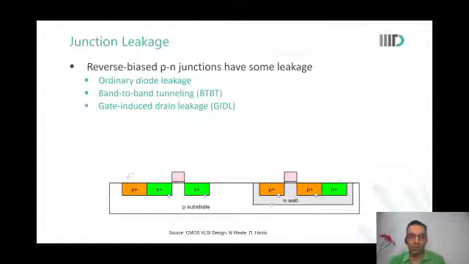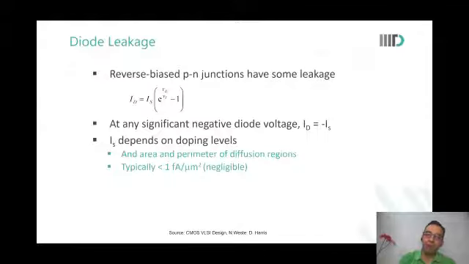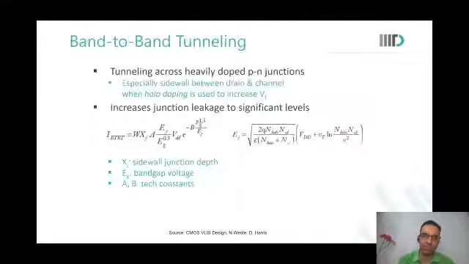So let's quickly look at junction leakage. Junction leakage has 3 components. Basic, ordinary diode leakage, because there are diodes everywhere. Then band-to-band tunneling. So this is the diode leakage thing, where since there is a source and drain region and there is a depletion region, some diode current will flow. Reverse-biased PN junctions will have some leakage.